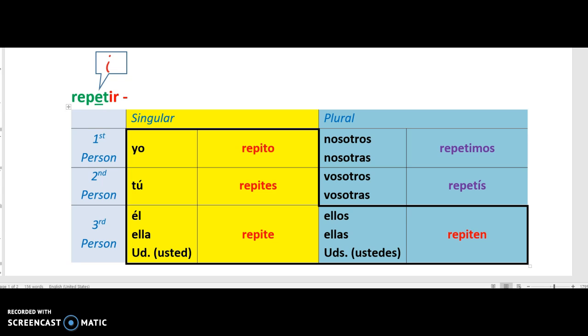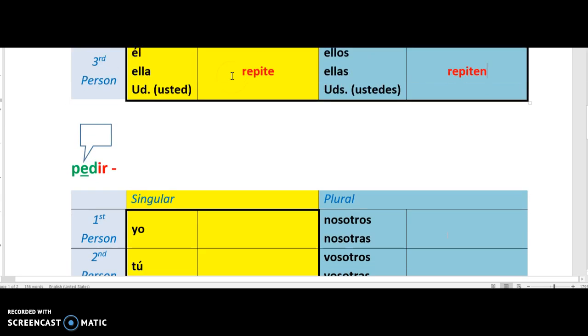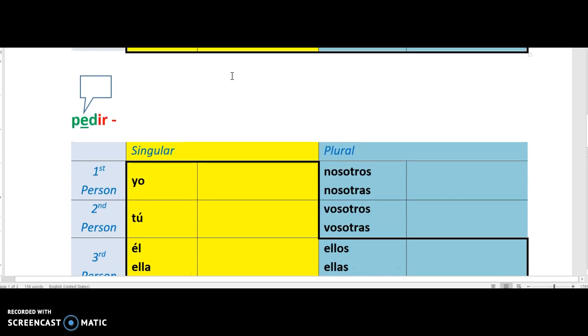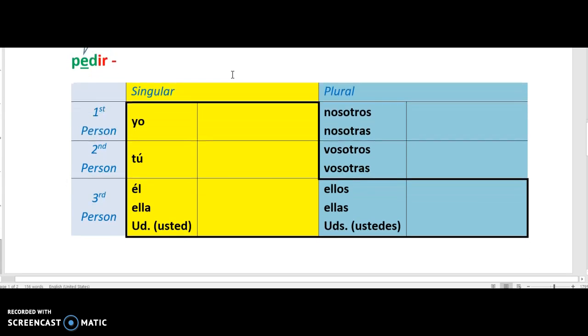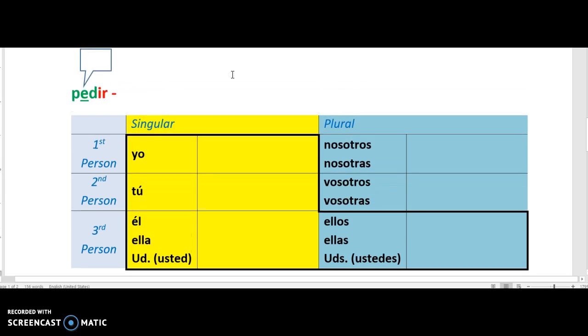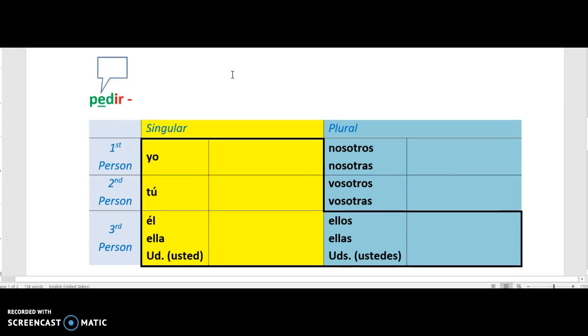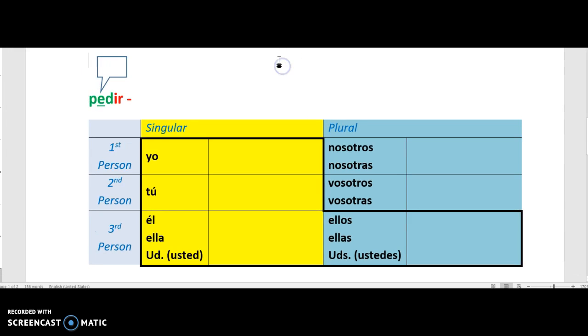There you go. Repito, repites, repite. Repetimos, repetís, repiten. So true shoe verb here. Scrolling down, let's go to pedir. Same idea. That E is going to become an I. Okay, so this E in pedir is going to become an I.